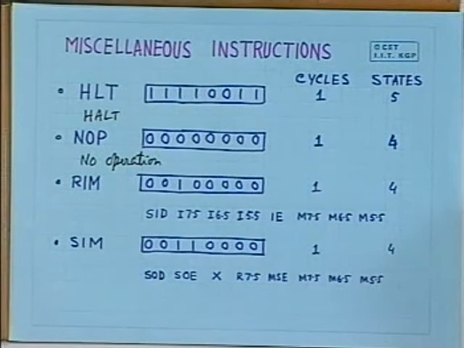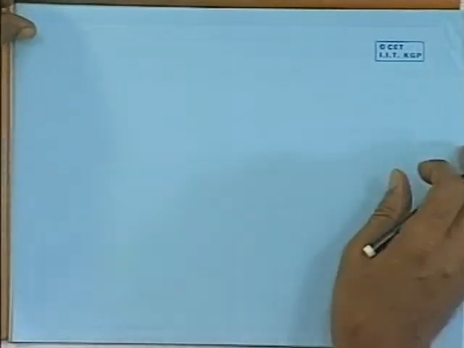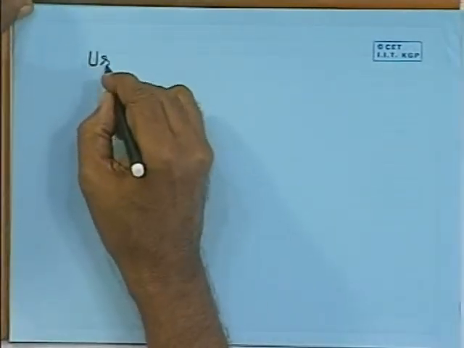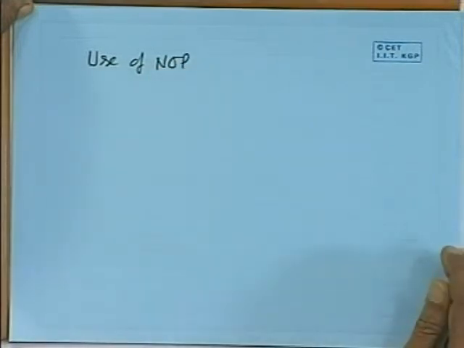But what purpose can it serve while executing a program? Let us see what are the uses of no operation. No operation can be used for performing debugging.